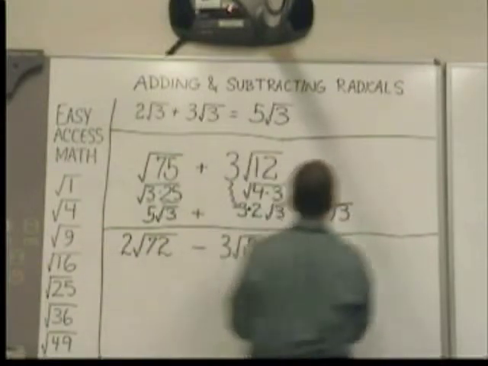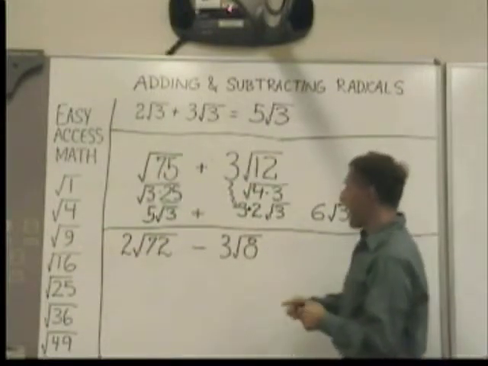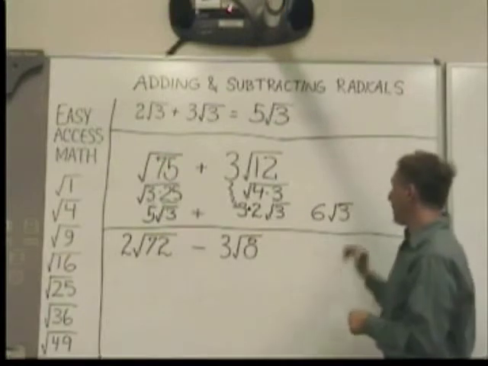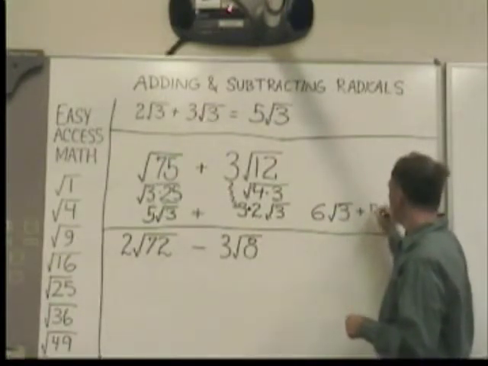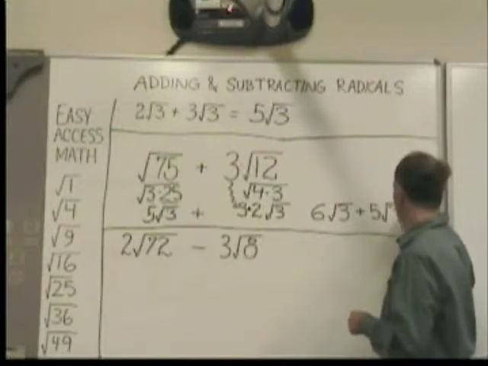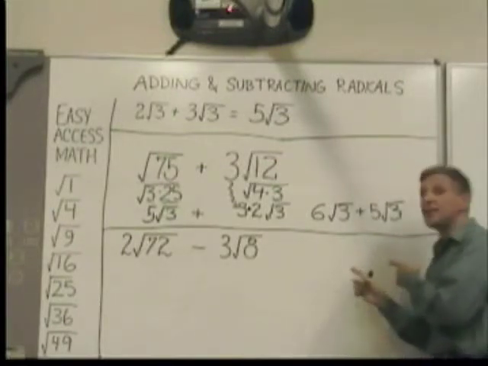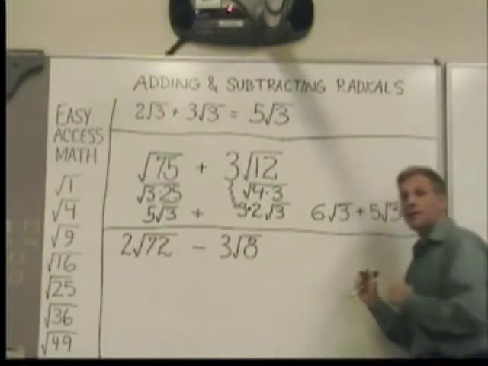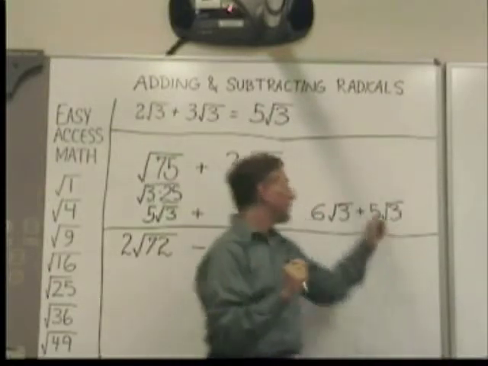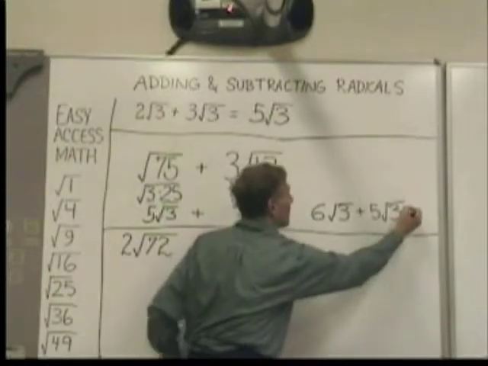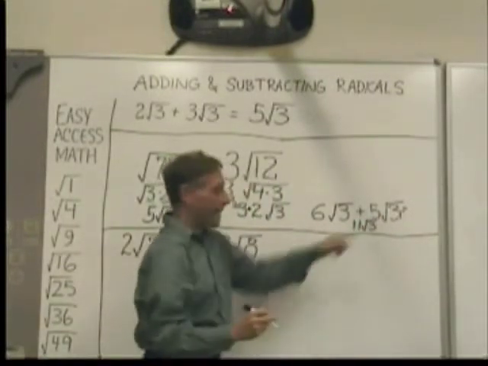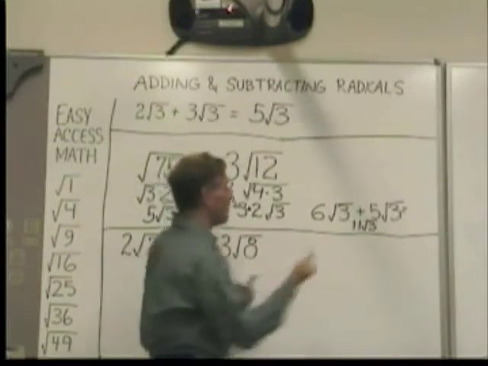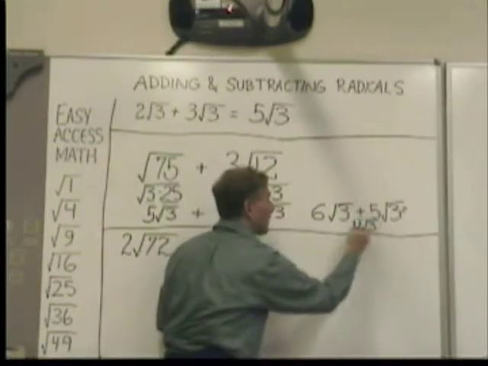Now, this was addition, so it's 6 radical 3, and it was plus 5 radical 3, which was the first one. And in addition, the order doesn't matter, and that gives me 11 radical 3. And that's my answer, 11 radical 3.